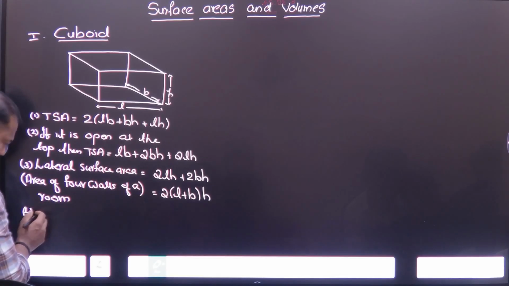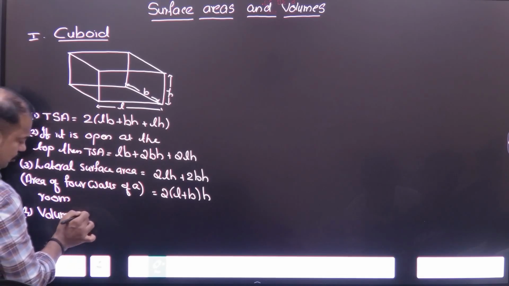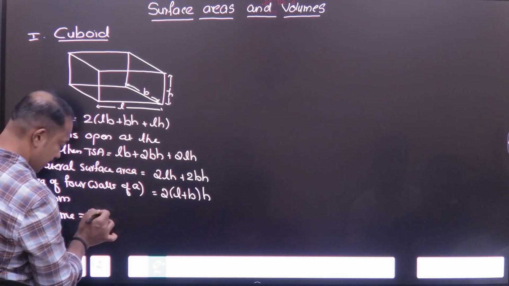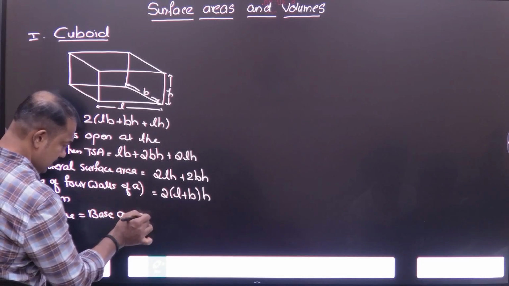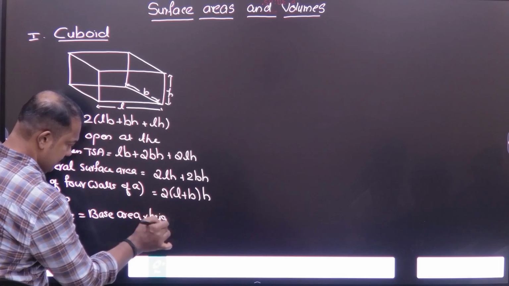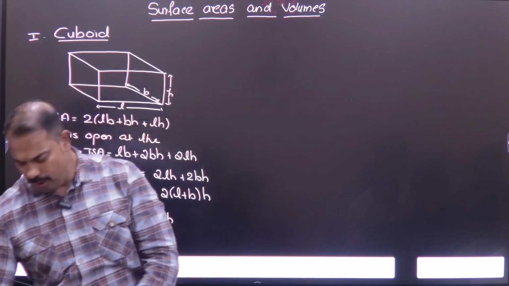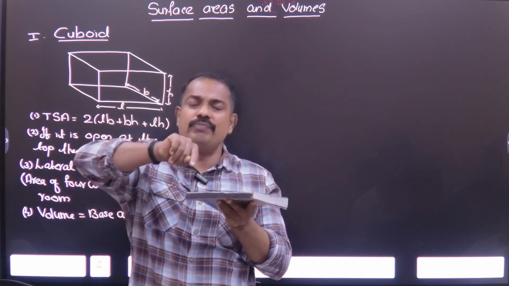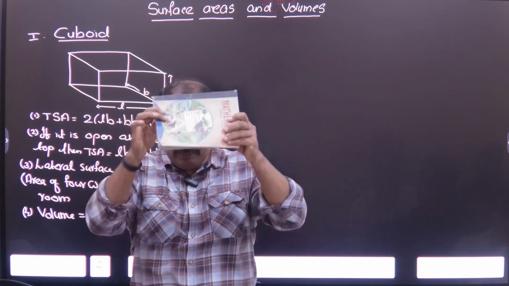आएगा volume. Volume is equal to, general formula to find the volume. Volume is equal to base area into height. What is the shape of the base? Find the area of that base into height. Here, what is the shape of the base?